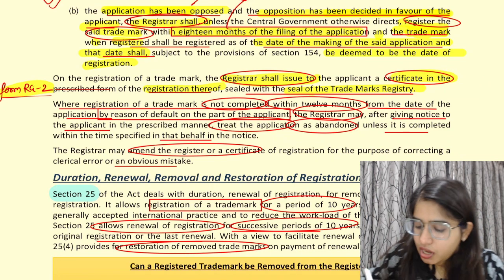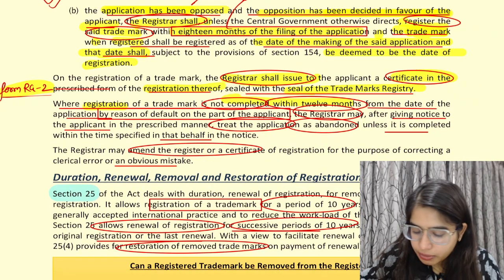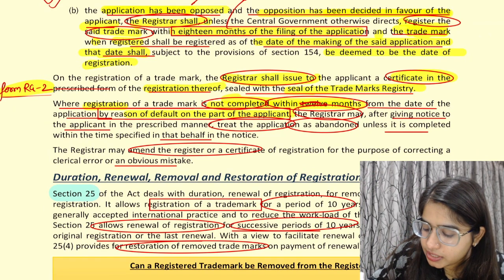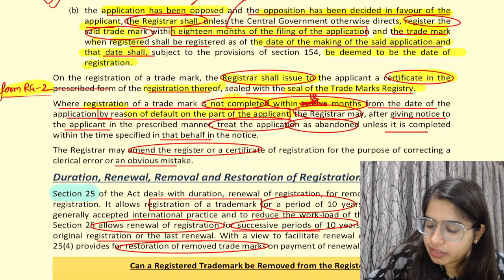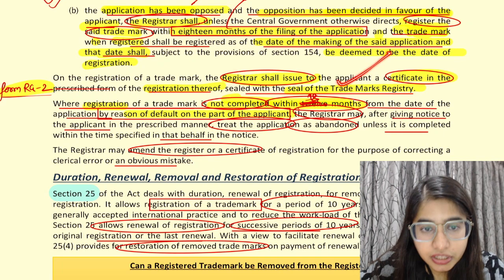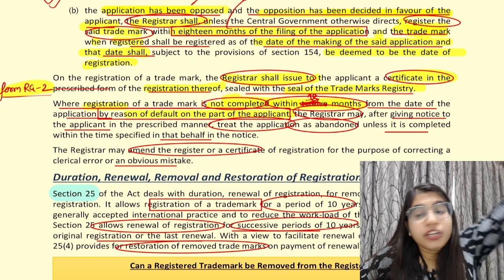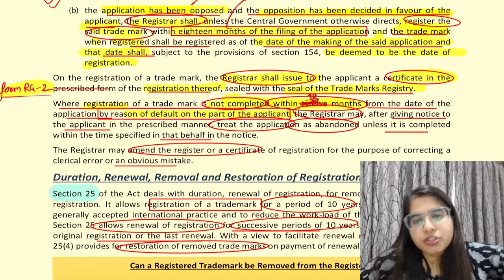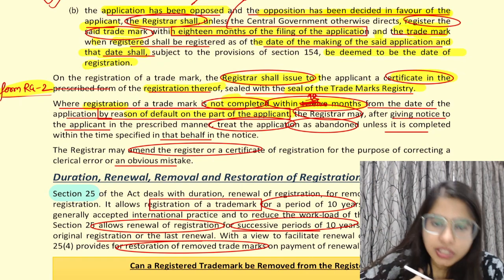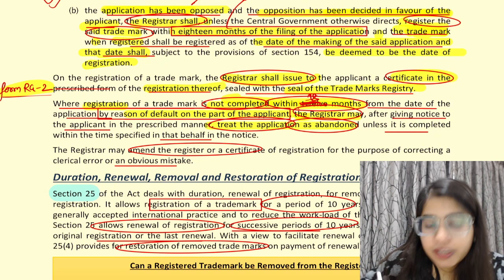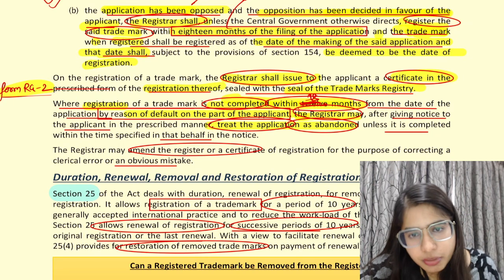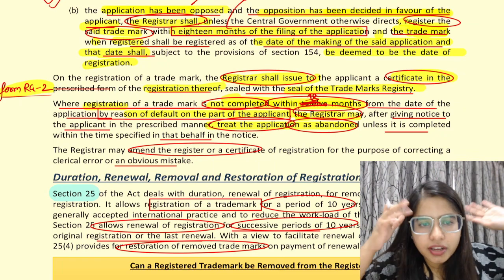Yes. However, if registration is not complete within 12 months from the date of application... 12 months? No, 18 months, sorry. An 18 months time limit is given, that registration should be done within 18 months. However, if registration is not complete within 18 months because of the default of the applicant, he did not cooperate, he did not give any information which was required, then the registrar may treat the application as abandoned. He will abandon the application. One, we are asking for information, and you are not giving information. Application cancelled. Application abandoned. Are we clear with this?